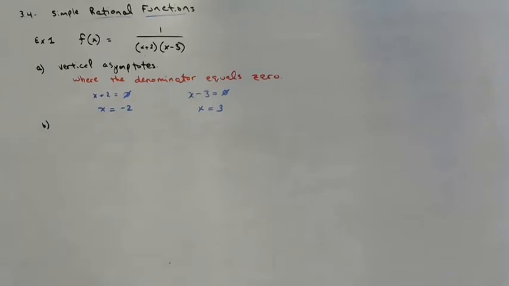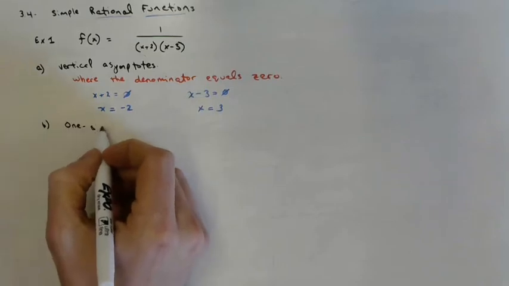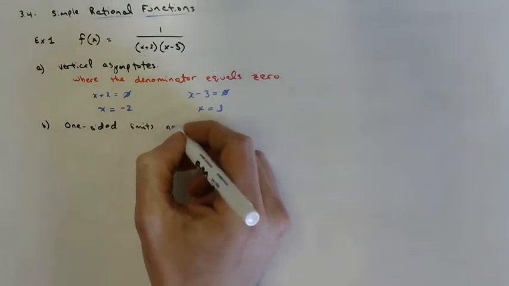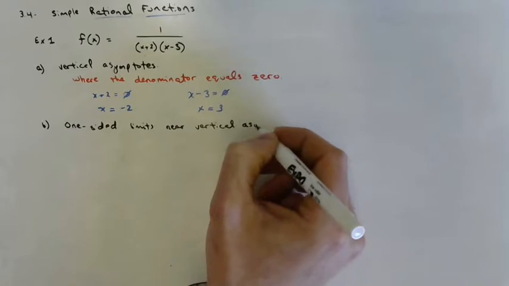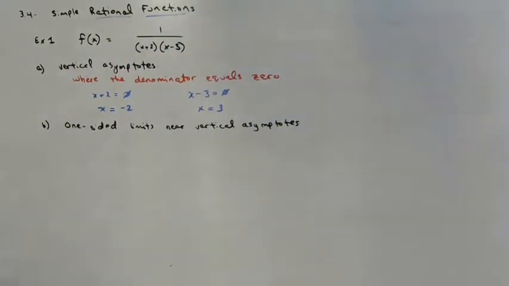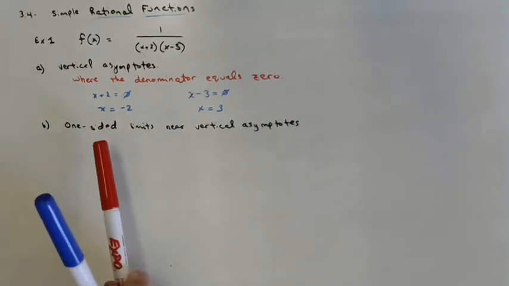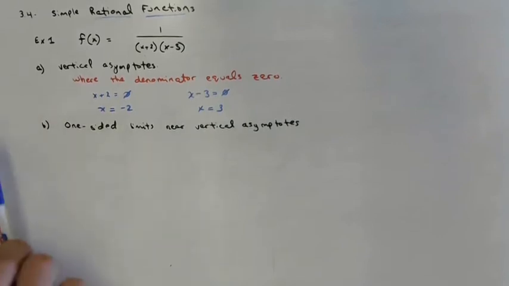In part B of example 1, we're going to find the one-sided limits near the vertical asymptotes. Now the value of the function doesn't exist at these asymptotes, but the limit does. First we're going to consider the limit from the left, then we're going to consider the limit from the right.